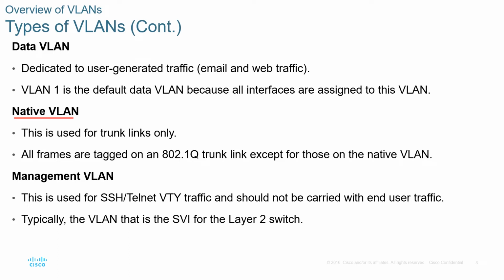This is the VLAN of the trunk. Again, by default, it's VLAN 1. By configuring, you may change it to another VLAN number. Management VLAN, this is where we set up the IP address. This is so in a way we can remotely access or manage our switch, or we can use the SSH and telnet commands. So again, that's the management VLAN. So VLAN 1 is the default data VLAN because all interfaces are assigned to this VLAN.